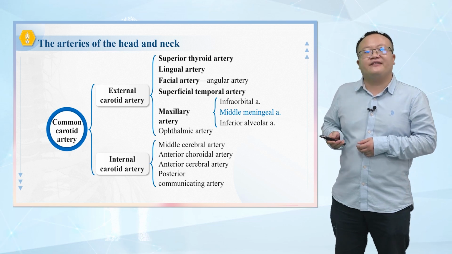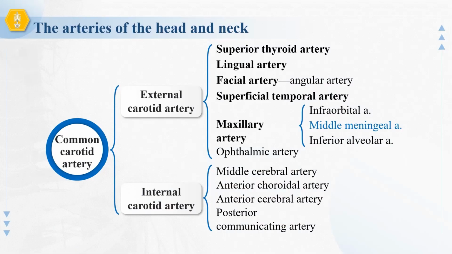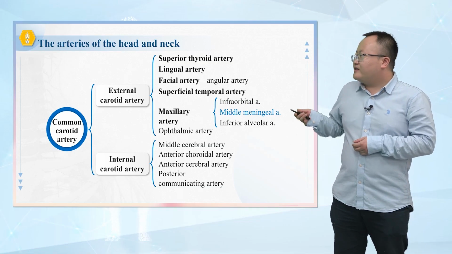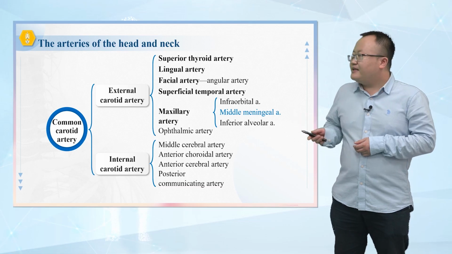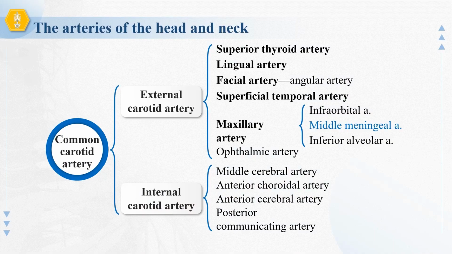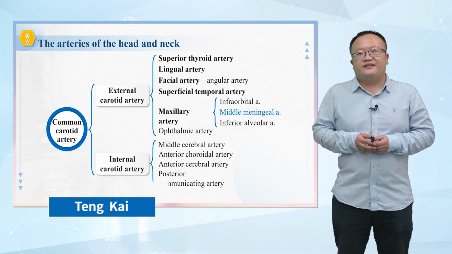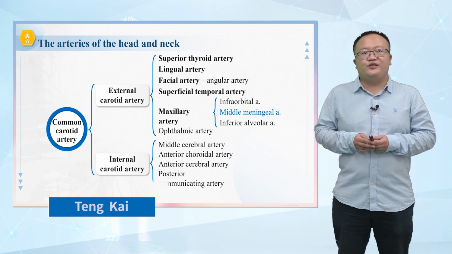This is the summary for the common carotid artery. It can be divided mainly into 2 branches: the external carotid artery and the internal carotid artery, and then divided into several smaller branches. That's all for this section. In this section, we mainly focused on the common carotid artery. Thanks for your attention. See you next section.